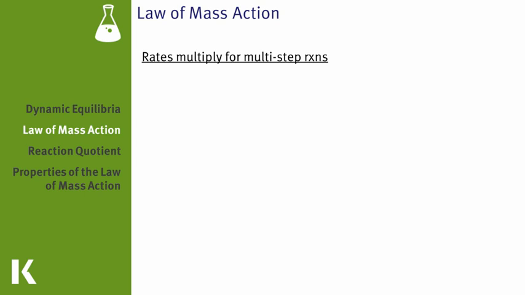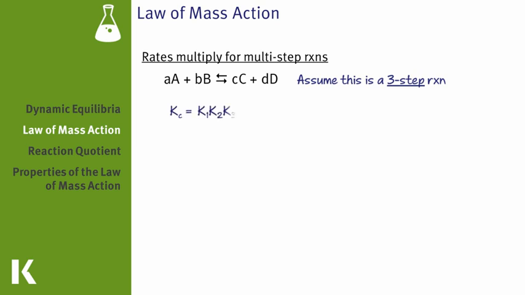What about the more complex reactions? Take this reaction, which we will assume is a three-step reaction. This time, we can find the equilibrium constant by multiplying the equilibrium constants of all three steps. Remember that the equilibrium constants are found by taking the ratio of the forward reaction rate to that of the reverse reaction rate. We can see that the equilibrium constant for this three-step reaction is still found by the ratio of concentration of products to the concentration of reactants.